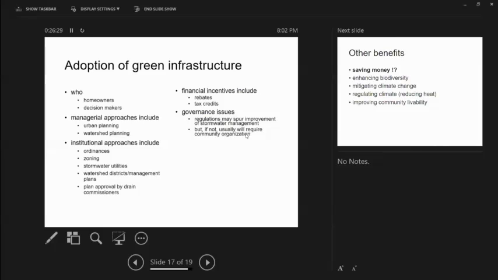I mentioned watershed-wide planning, so watershed districts and management plans. Several of our watersheds around here, including Huron Creek, have watershed management plans. Those are plans that gather input from the community, some engineering and scientific work, and come up with recommendations for ways to improve and protect the watershed. When you look up these watershed management plans, which in Michigan are usually adopted by the state, you can see what the problems are and when the plan was made, and also what the recommendations are.